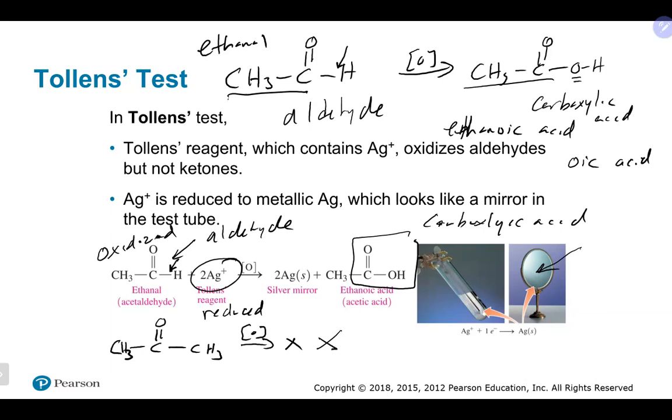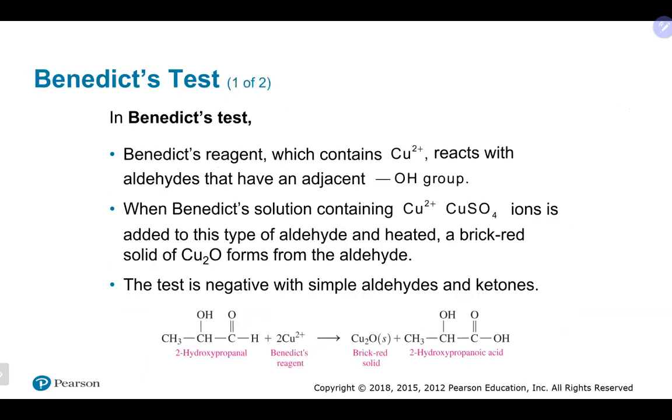So the Tollens test is one test sometimes used to distinguish between a ketone and an aldehyde, or a better way to say that is to know that you had an aldehyde. The other test is, I think what you guys did, which is the Benedict's test. The Benedict's test basically works the same way. It's able to distinguish aldehydes, and that they were there. The difference is the color that changes.